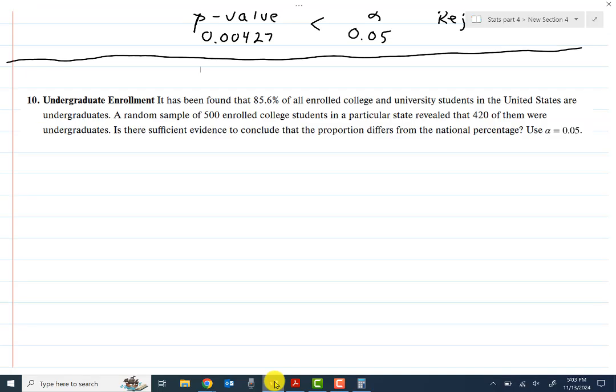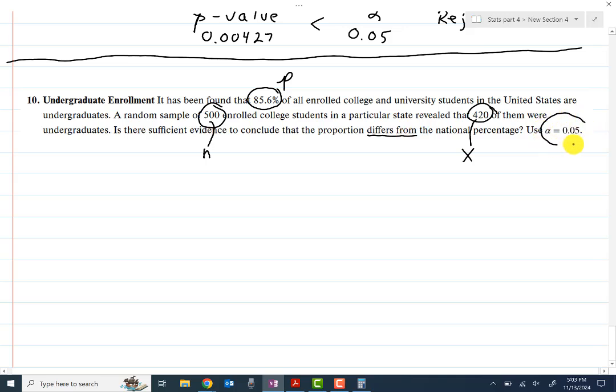Here is one last example. Let me get my letters while I'm reading along here. It has been found that 85.6% of all enrolled college and university students in the United States are undergraduates. A random sample of 500 enrolled college students in a particular state revealed that 420 of them were undergraduates. Is there sufficient evidence to conclude that the proportion differs from the national percentage?